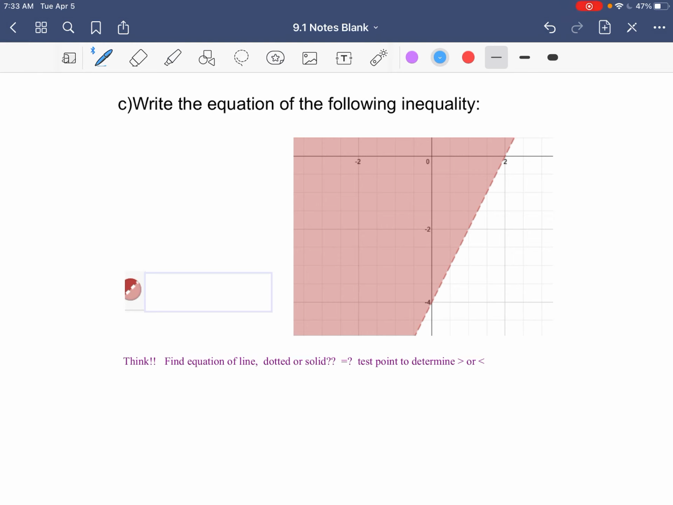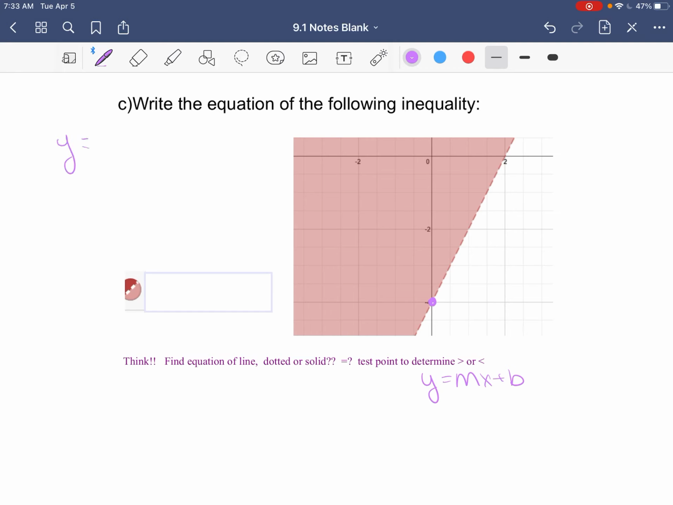So next up, we are going to write equations for inequalities. Our first step is we're going to figure out what's the equation of the line. Some forms we know that are useful: y equals mx plus b. This one is great if you've got your y-intercept, which we do.